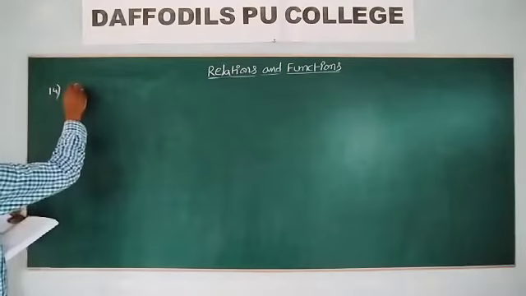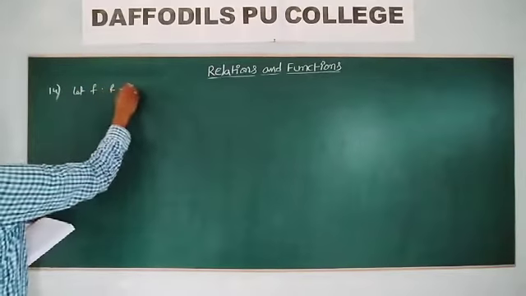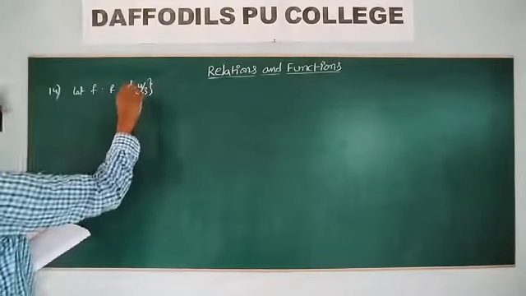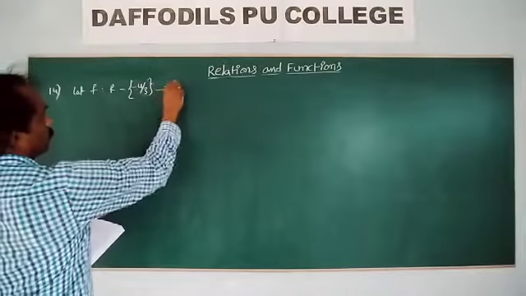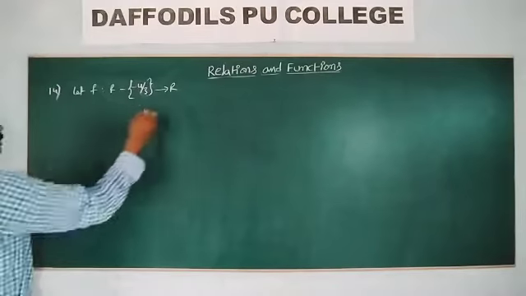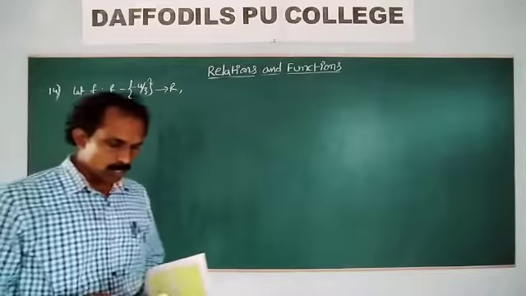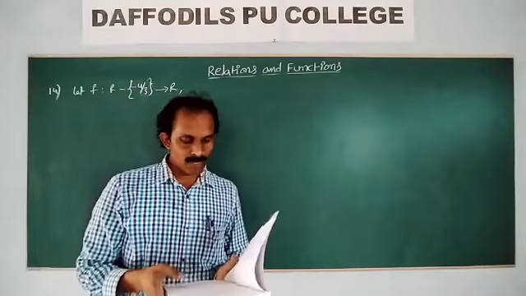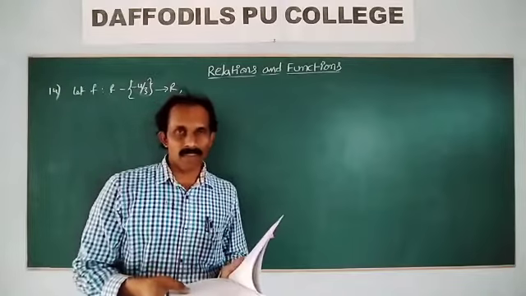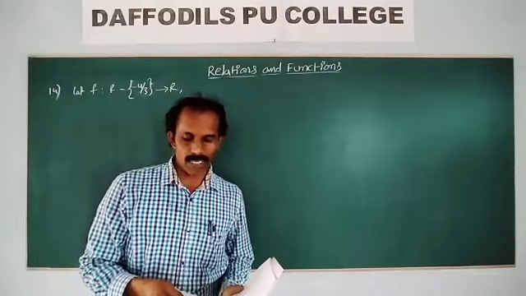Let f map R minus 4 by 3 to R, defined by f of x equals 4x by 3x plus 4. The inverse of f is the map, another function g, that maps range of f to R minus 4 by 3, given by.